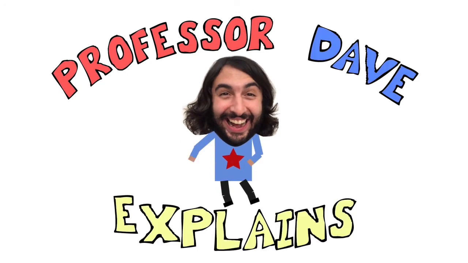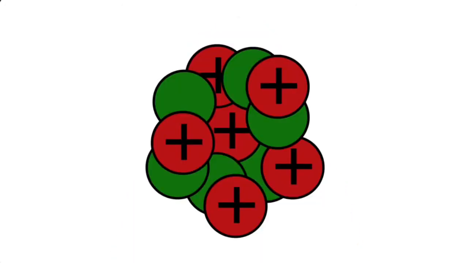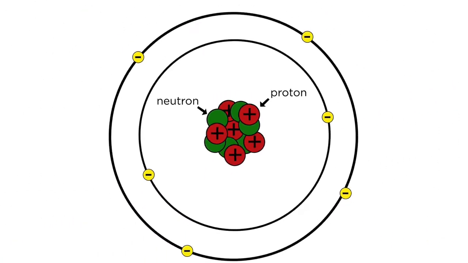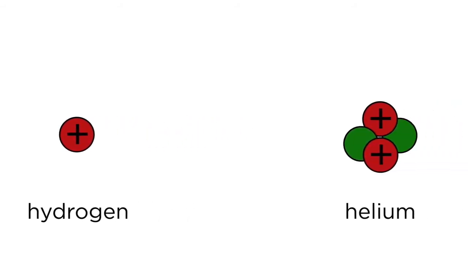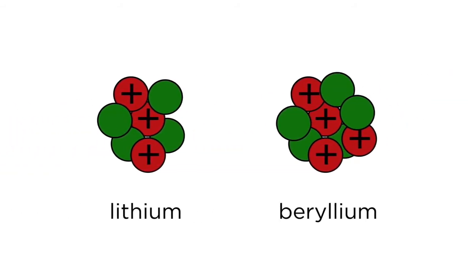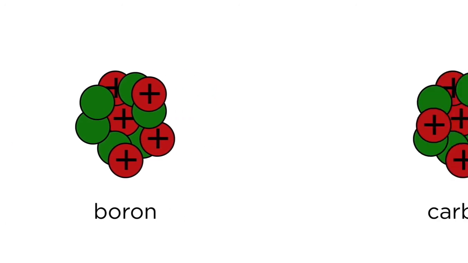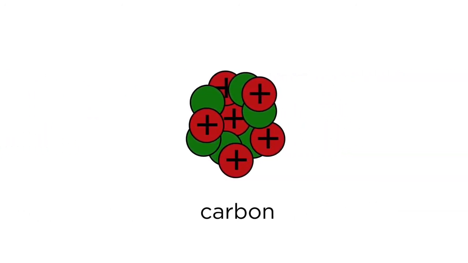Professor Dave explains. You may have heard that carbon is the element of life, but what does that mean? What determines whether an atom is of carbon in the first place? An atom consists of positively charged protons, neutrons, which have no charge, and negatively charged electrons. An element is defined by the number of protons in the nucleus. 1 proton is hydrogen, 2 is helium, 3 lithium, 4 beryllium, 5 boron, and 6 is carbon. The number of neutrons and electrons can change, but by definition, any atom with 6 protons is a carbon atom.